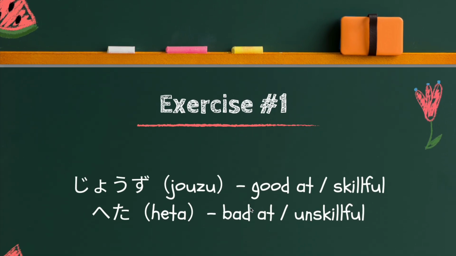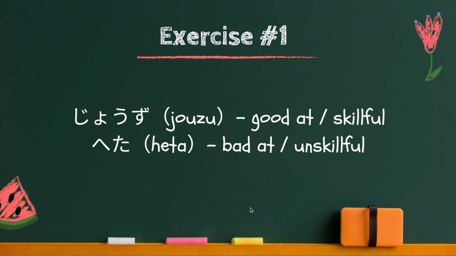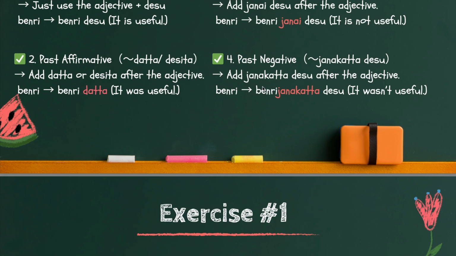So, exercise number 1. We will be using those two na-adjectives, good at and bad at, 上手、下手. These are the original form or present affirmative. So, 上手です means I'm good at it. 下手です means I'm bad at it. Now, I'd like you to change these two into past affirmative. I was good at it. I was bad at it. Try that looking at this conjugation rule.